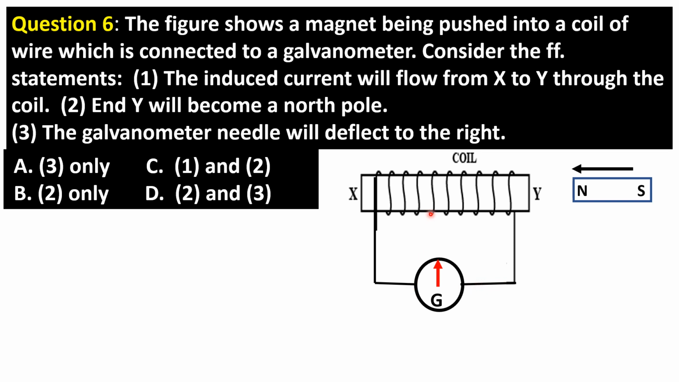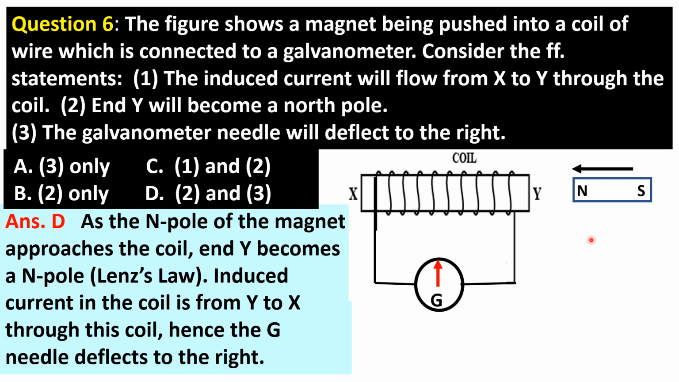So, how do you determine the direction of the induced current? Let's look at our concept and also the answer already given. It says that the answer is letter D. Both statements 2 and 3 are correct. Statement number 1 is incorrect. Why is that so? This is what we will apply. There is a law in electromagnetic induction known as Lenz's law.